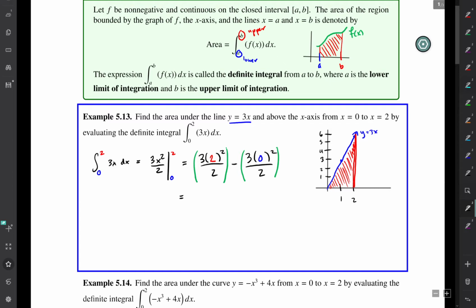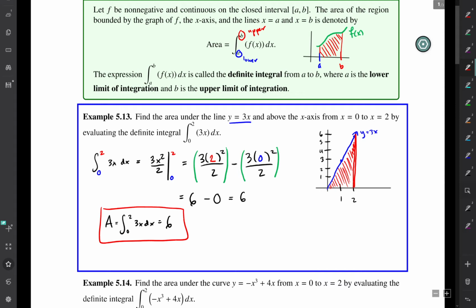3 times 2 squared is 4, so that's 12 over 2, which is 6. So we have 6 minus 3 times 0, which is 0, so it's 6 minus 0, or 6. That's telling us that the integral from 0 to 2 of 3x dx gives the area of that red region, which is 6.